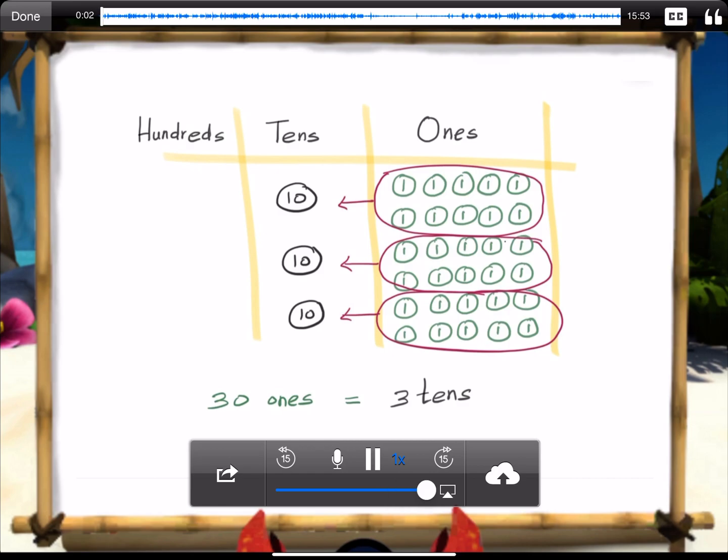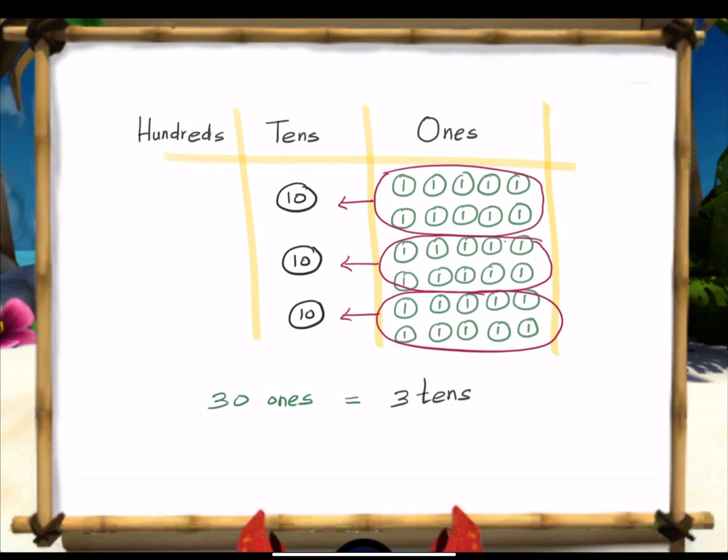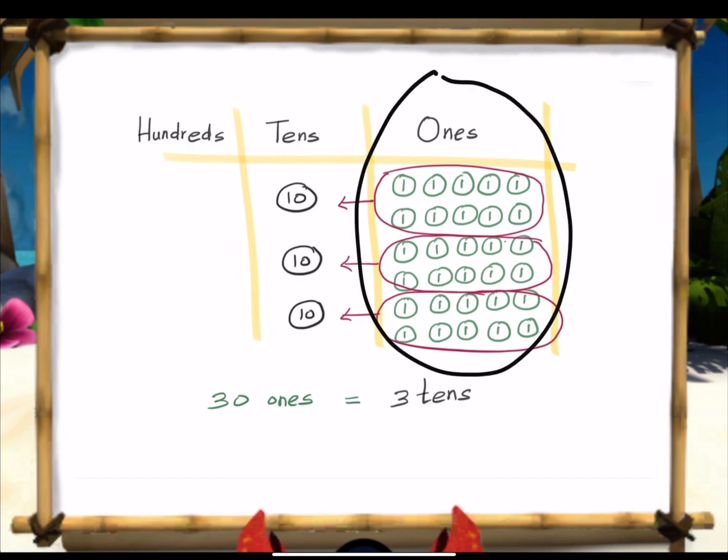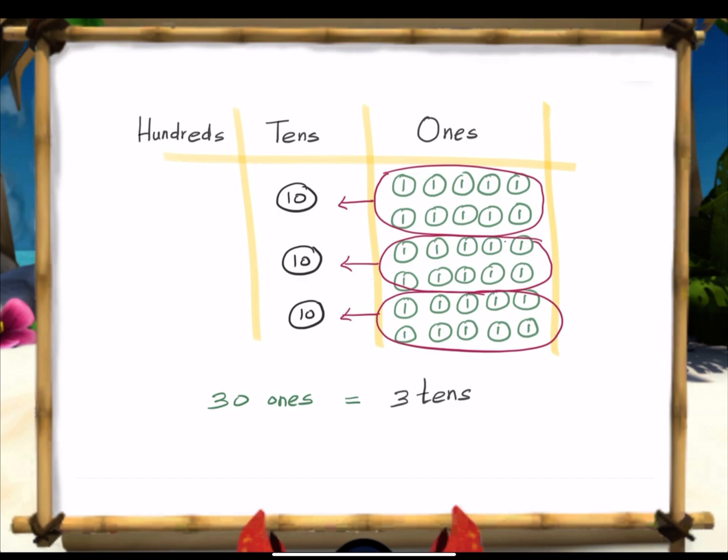So here we are going to learn about regrouping and bundling. This shows the place value chart. The place value chart has hundreds, tens column and also ones column. In ones column, if you see, there are 30 ones.